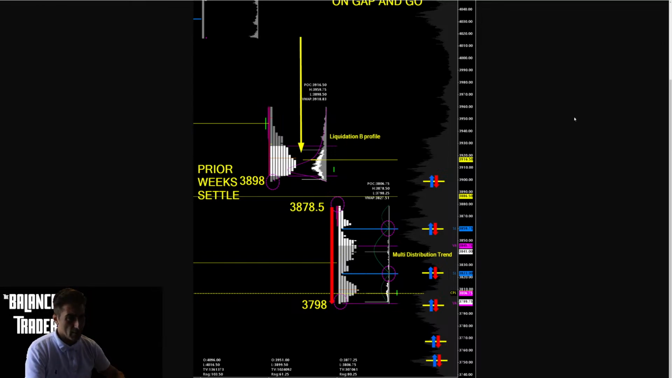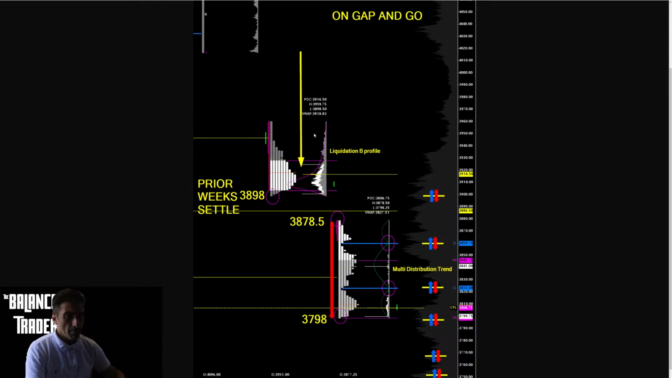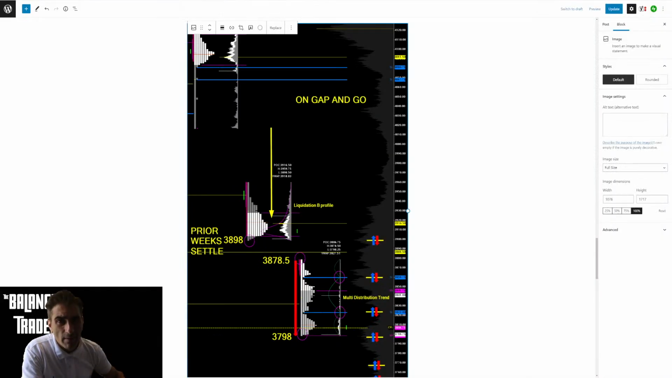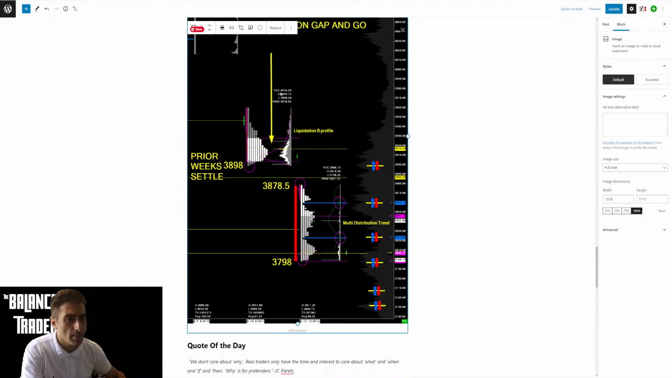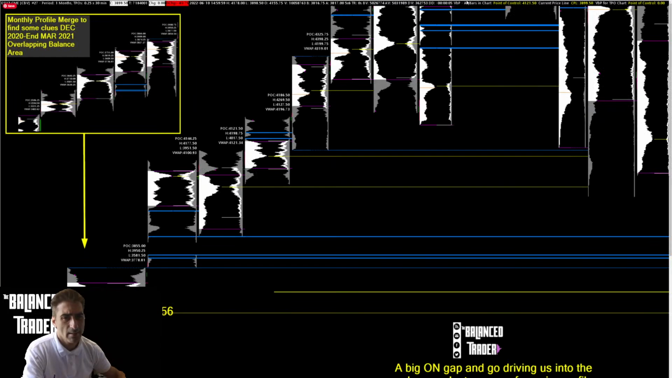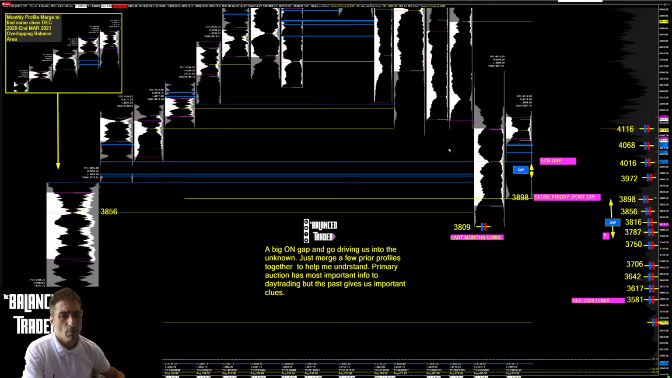I think I've spoken too much, but what I really wanted to show you, the key takeaway for today, is where I got all these high time frame references in my notes. I'm just going back on myself here, sorry guys, but I want to make this really clear. I went back and merged these profiles together, the ones from December to the end of March, and that helped me get my references for today's trading.